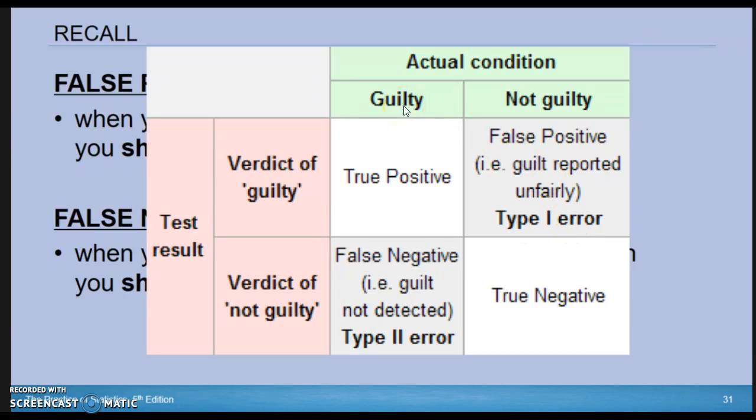Now, if you think back to that guilty person and then the jury decides they're not guilty, this would be considered a false negative because they are given a negative result of not guilty, but really they are. So they're falsely given that negative result. This is what's called a type 2 error. And then obviously, if someone's not guilty and they get the verdict of not guilty, then that's a true negative. So that is an okay result to have.